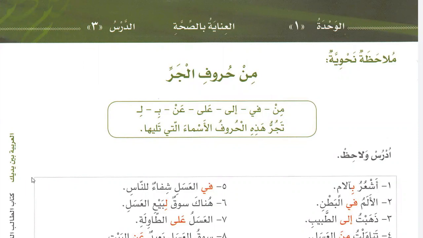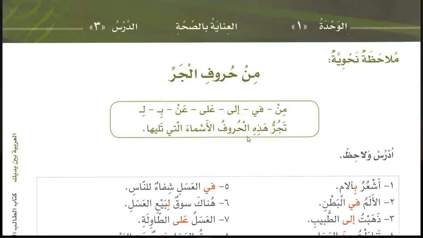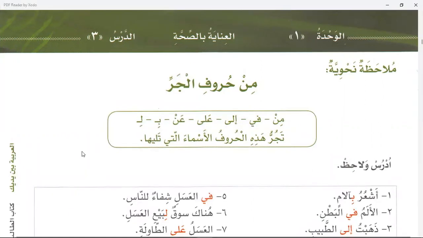Okay, and what does harf jarr do? It gives ism majrur, it's kasra. So harf jarr makes the noun majrur. Same thing here: tajurru hadhihi al-huruf al-asma' allati taliha. These words make the noun which follows them majrur. So these particles make those words majrur which follow them. Okay, any question?